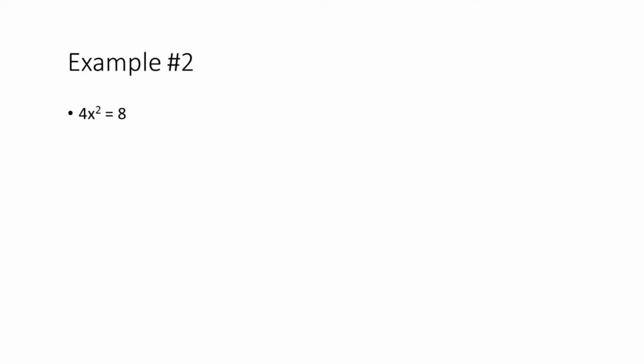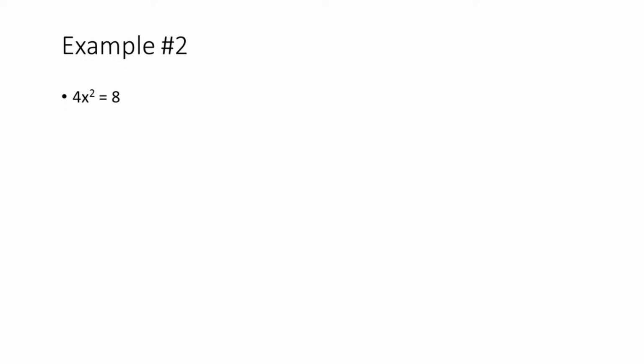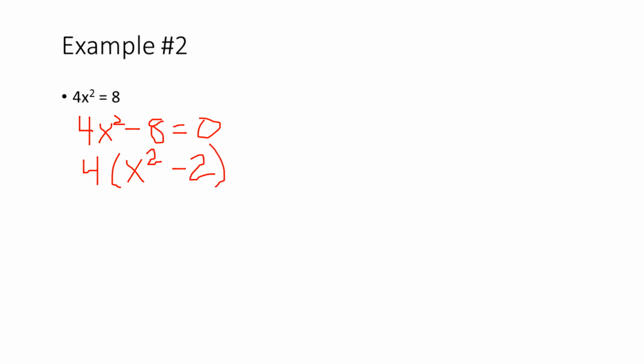The next example, notice that this one is not set equal to 0. So the first thing I'm going to do is subtract 8 from both sides. This one has a GCF of 4 that I can factor out. And then this is going to be as far as we can go.